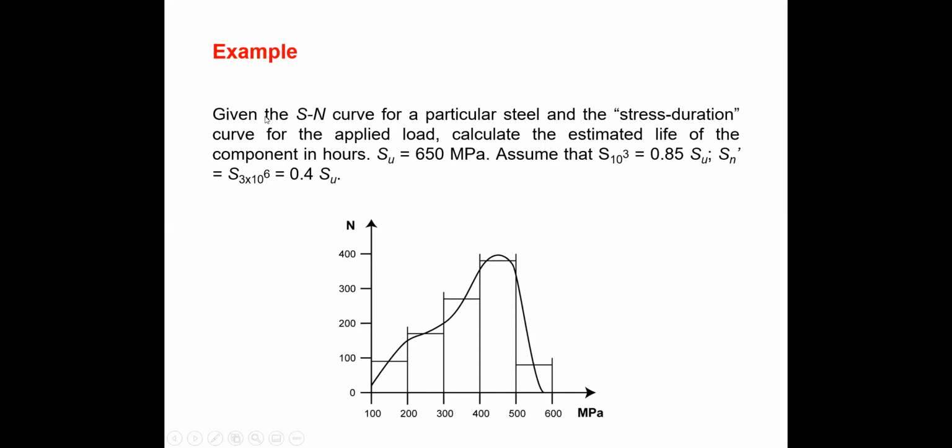Given the SN curve for a particular steel and the stress duration curve for the applied load, calculate the estimated life of the component in hours. The ultimate tensile stress is given. Assume the 10 to the power 3 cycle strength is 0.85 S2. So this is not 0.9 there, okay? 0.85 S2, and SN prime, that is the endurance limit, 0.4 S2.